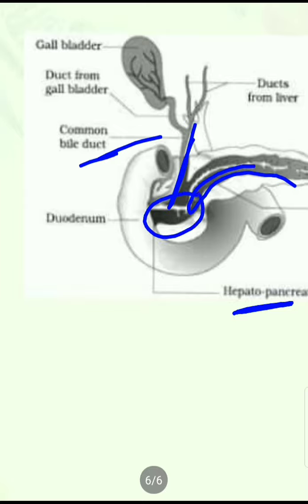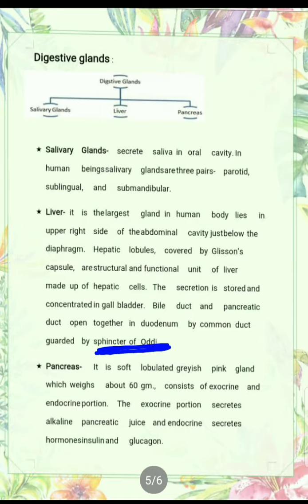Now there is one more important topic, that is the sphincter of Oddi. As I already told you about the gastroesophageal sphincter and pyloric sphincter, similarly this is the sphincter of Oddi, which helps in the transfer of secretions through the hepatopancreatic duct. And after that, next one is the pancreas.